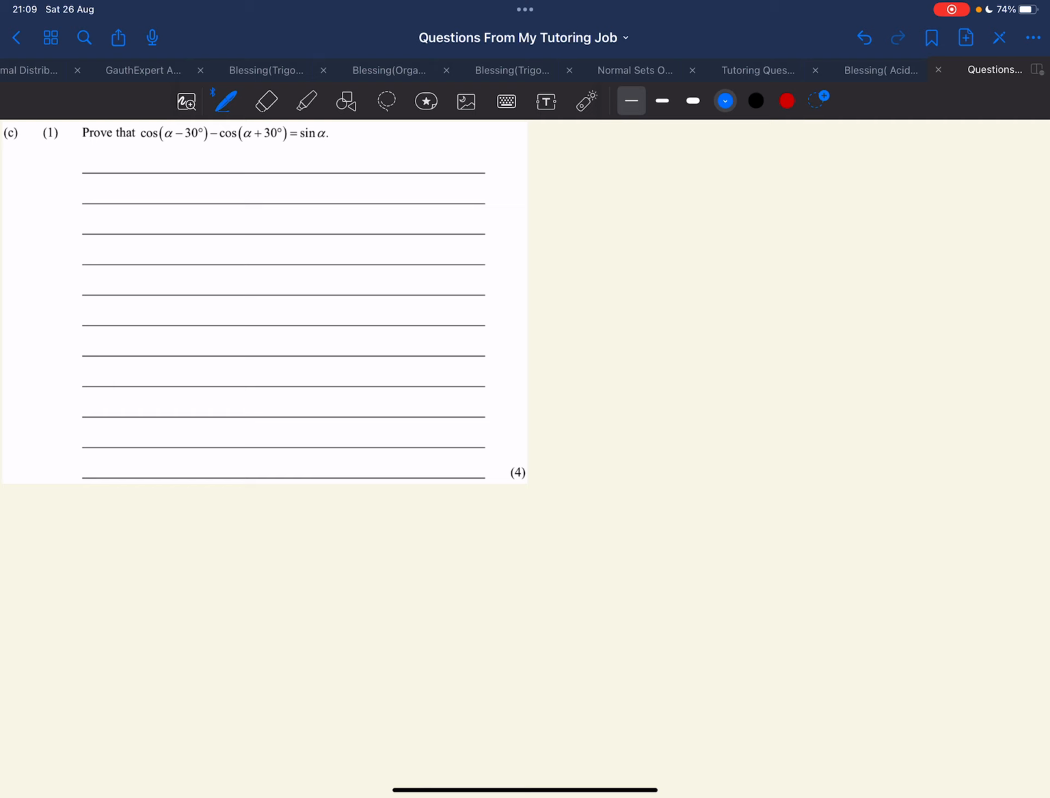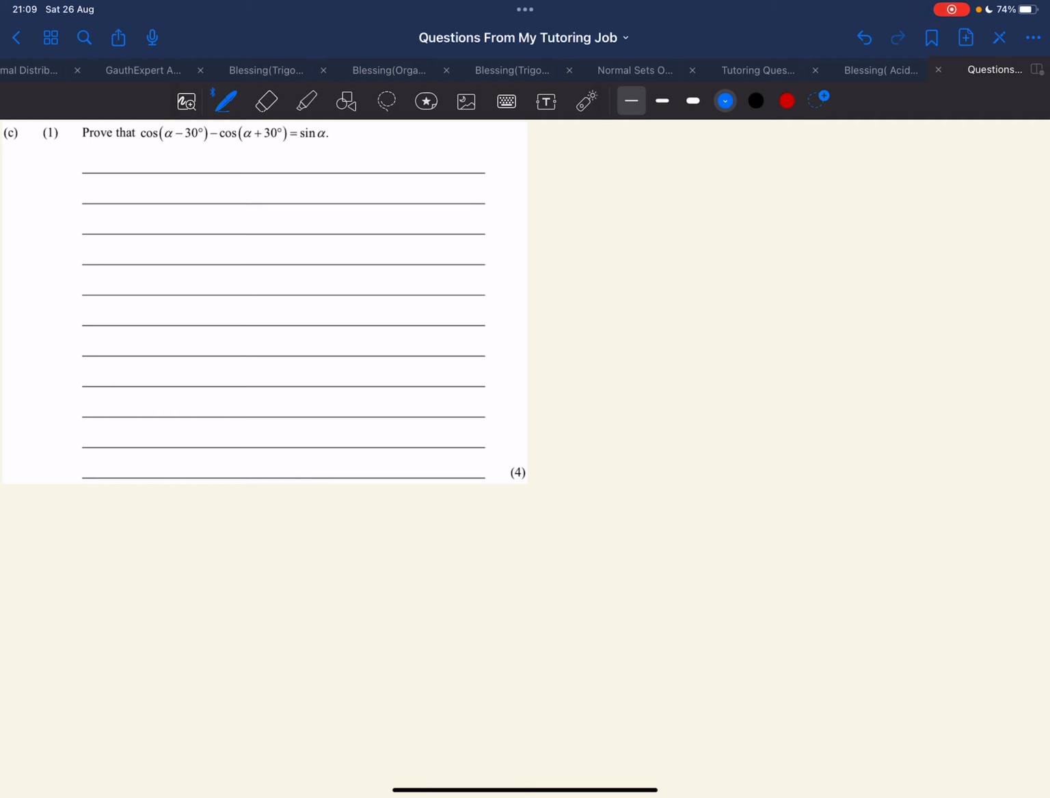Okay, right. Now in question C1, they say prove that cos alpha minus cos of alpha minus 30 degrees minus cos of alpha plus 30 degrees must give you sine of alpha. Now what I want you to know is that there are two trigonometric identities that we are going to use, and we call them the compound identities, ne?